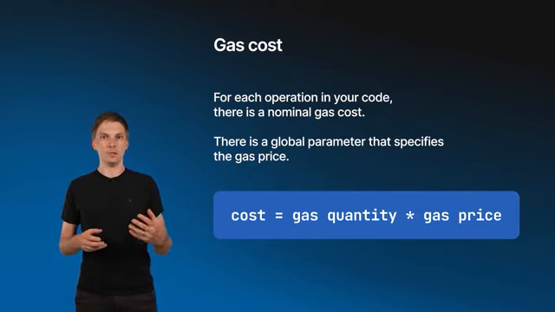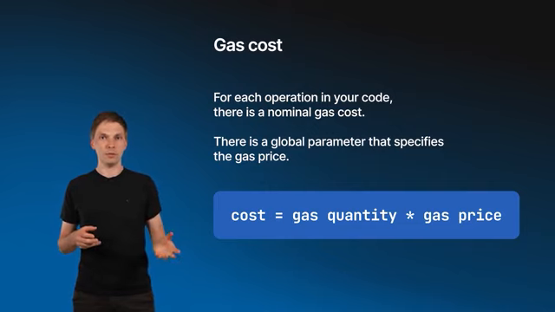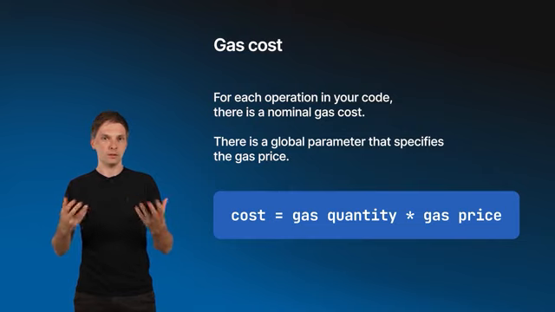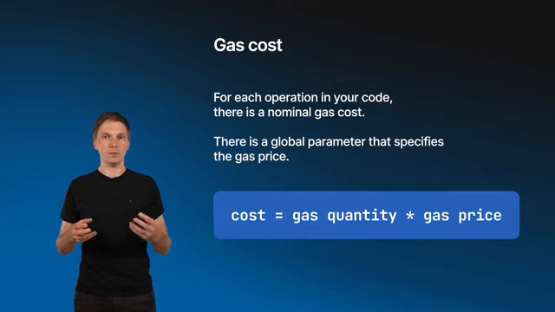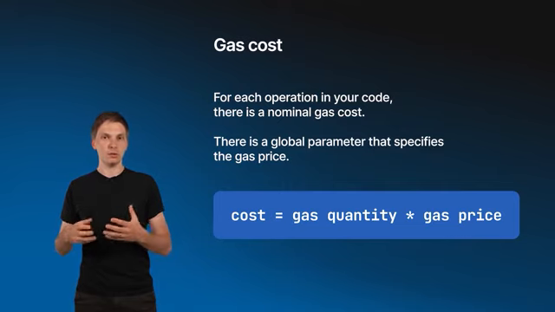And the idea is that the price of the TON coin could vary from time to time, and therefore the gas price should be adjusted to reflect the real costs of execution. So for instance, if TON coin increases in price 10 times, then you probably want to adjust the gas price down by a factor of 10 to not make the computation prohibitively expensive.